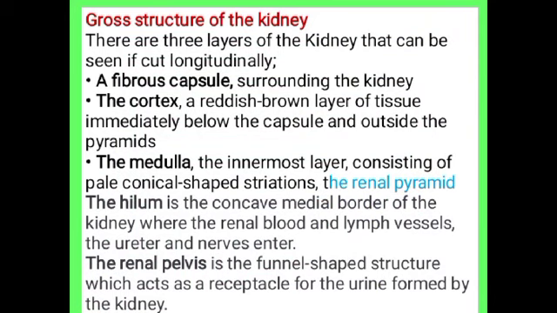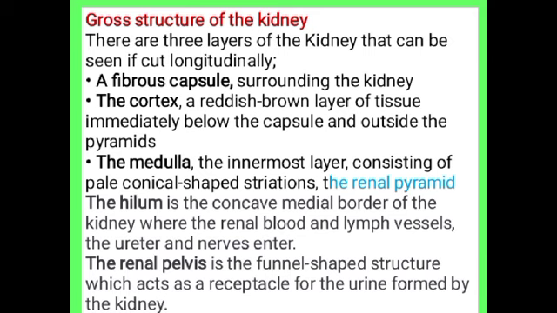So, the gross structures of the kidney. We've just talked about its location. The first thing you need to understand is that if you cut the kidney longitudinally, you are going to see the layers of the kidney up to the inside part of it. The kidney has the capsule, which is the outer layer. It also has the cortex, which is a reddish-brown layer of tissue that lies just after the capsule. It also surrounds the kidney.